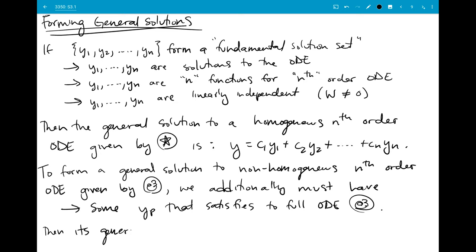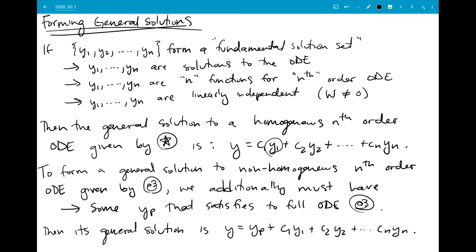then the general solution is y equal to y sub p plus the general solution from the homogeneous problem. C1 y1, c2 y2, all the way down through cn yn. And that's how we're going to put together solutions in pretty much this whole section.